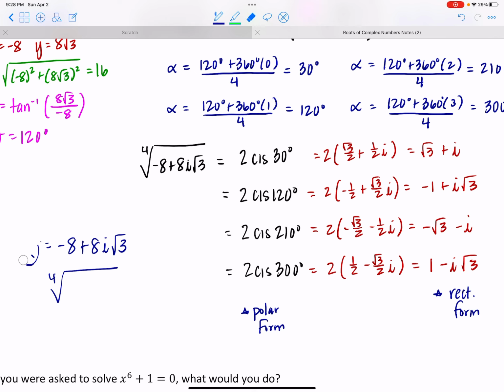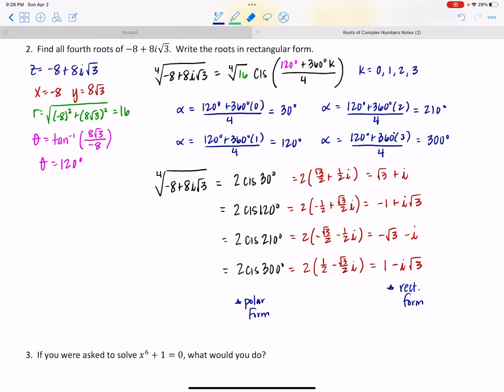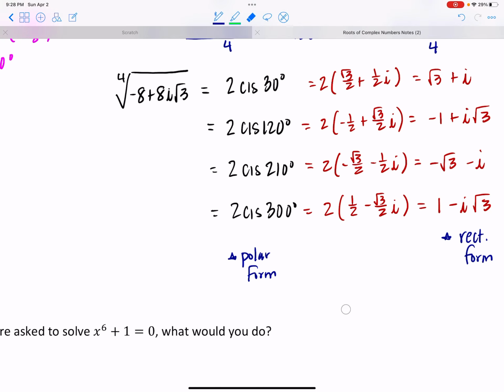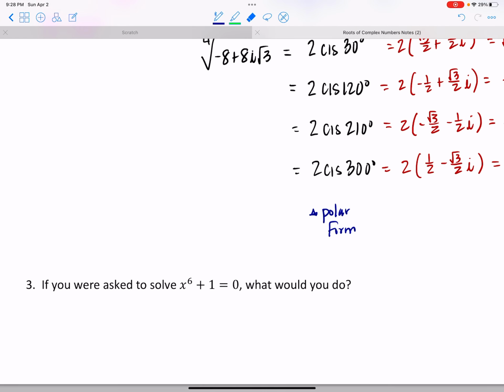Okay, so when you're finding all those roots, it would be a process that we could use to find solutions to an equation. So for example, and we're not going to go through all the work here, I just want you to understand what the work would look like. If I asked you to solve x to the 6th plus 1 equal to 0, what would you do? The first thing I would do is look for any real roots.